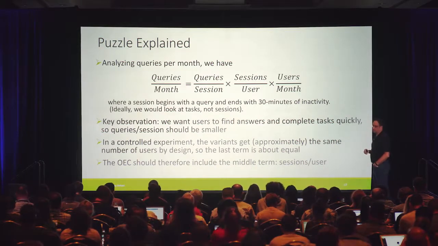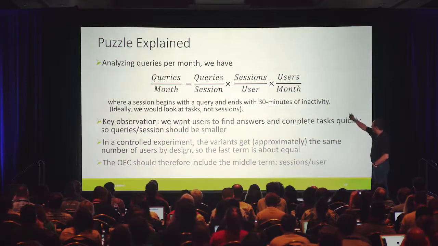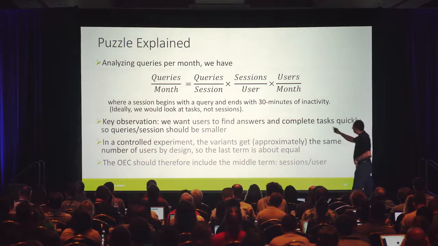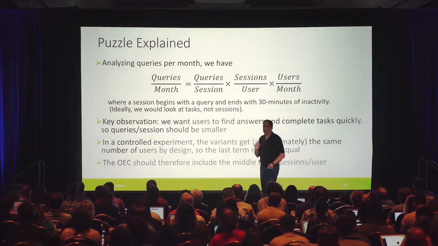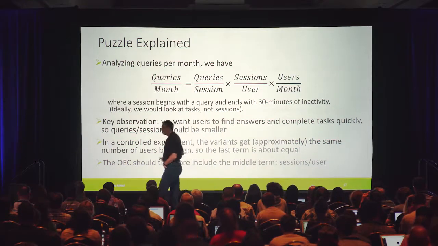You look at queries per month, and you split this into queries per session times sessions per user times users per month. Notice, by the way, this is really simple math. The sessions cancel out. The users cancel out. I'm left with queries per month. Nothing complicated here. The observation is that that term, queries per session, is something I want to minimize. Even though I want to maximize queries per month, I want to minimize queries per session.